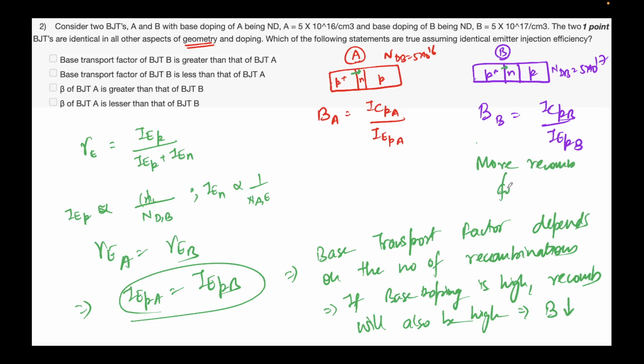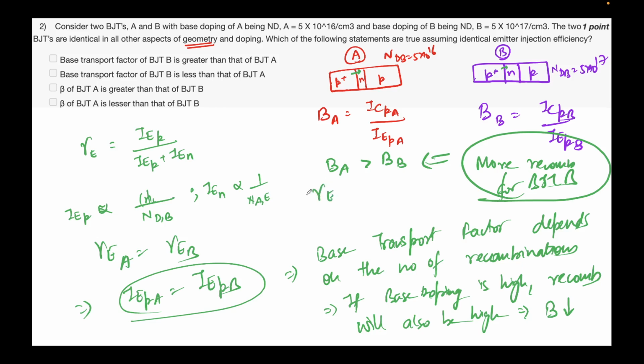So more recombination for BJT B. This is our final response. So I can say now that beta_B will be greater than... sorry, base transport factor B_A will be greater than B_B. Base transport factor will be higher in A than in B, and I'll simply multiply it by gamma E, which is the same for both of them. So gamma E times B_A must also be greater than gamma E times B_B, right? And this is nothing but alpha.